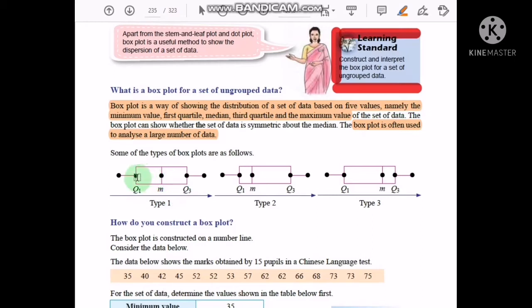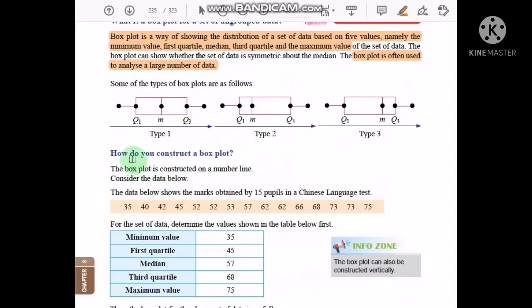M is the midpoint between Q1 and Q3. And if you look at this other type, M is close to Q1 as compared to Q3. Okay, this is another type of box plot. And then the third type of box plot is where the median M is close to Q3, which is the third quartile. Okay, so next look at this one.